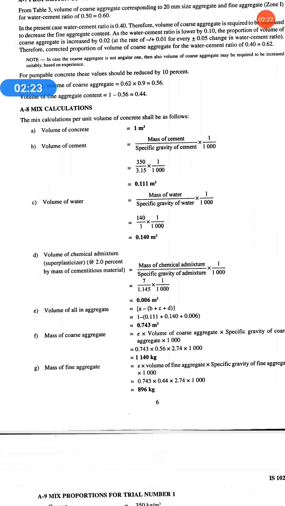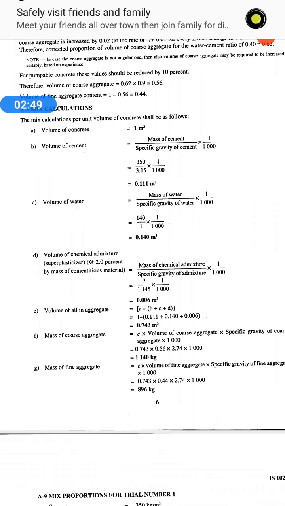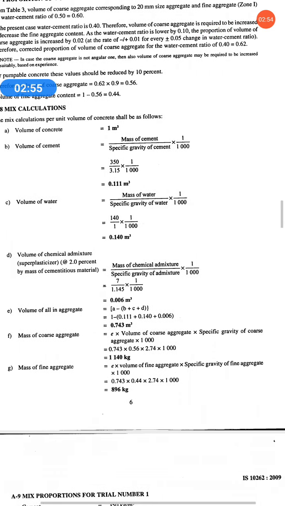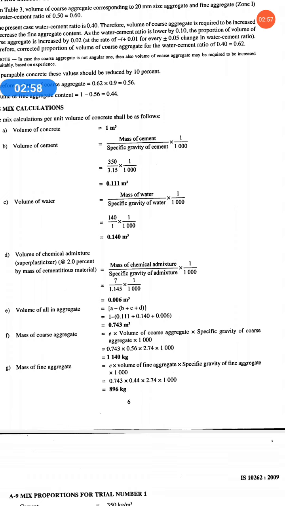Now the volume of all-in aggregate. What does it mean? The volume of all-in aggregate, meaning the total volume of all the aggregates. All means concrete. If you subtract all of these from the concrete, cement, water, admixture, what will you get? The aggregates. If you deduct all the ingredients except aggregate from the concrete, then you get aggregate only. So A minus B, C, D, and you will get the total volume of aggregate. So 0.743 meter cube is the total volume of aggregate.